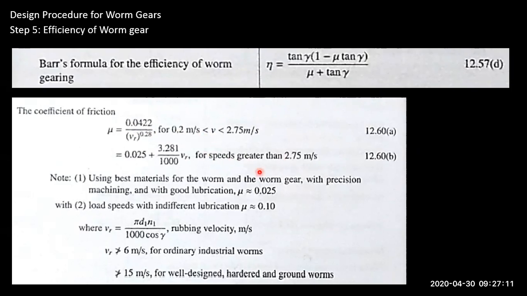So if velocity of worm, whichever is applicable, we need to use that particular formula, and VR, where VR is the rubbing velocity. Rubbing velocity again is dependent on the diameter and RPM of the worm, then the helical angle. Okay, so all parameters would be almost known. Just substitute this and find out what the efficiency is. Right, this is about step 5.